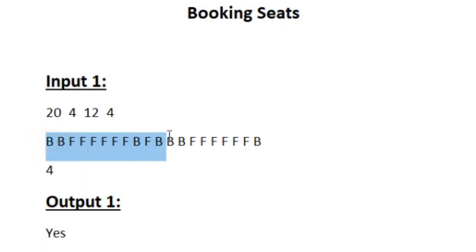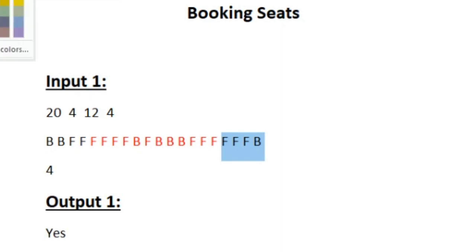These characters represent the booking status of a theater's seats. So B represents booked and F represents free. So the integer 4 represents the first 4 seats, that is X block, and then the integer 12 represents the next 12 seats, which is Y block, and then the integer 4, that is Z, represents the last 4 seats, that is Z block. So these are the 3 blocks present in the theater.